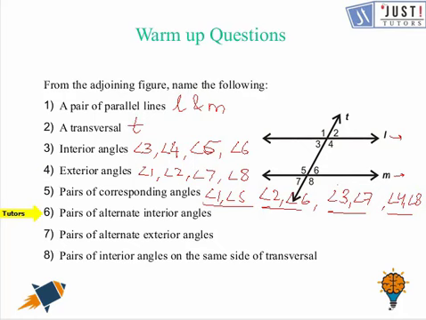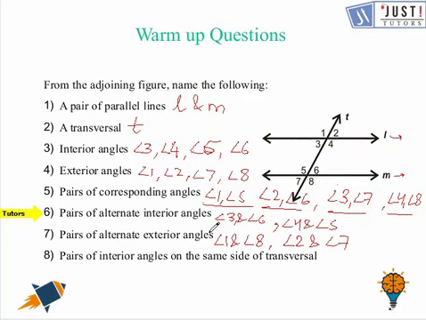The next question is for pairs of alternate interior angles. So it means that the angles should be interior and alternate. So that means angle 3 and angle 6, and next is angle 4 and 5. Then we have pairs of alternate exterior angles. So that's angle 1 and angle 8, angle 2 and angle 7.